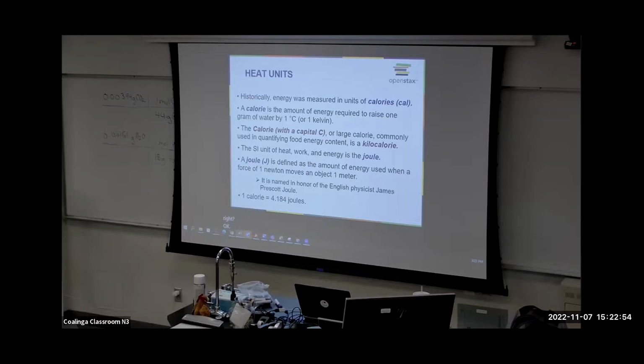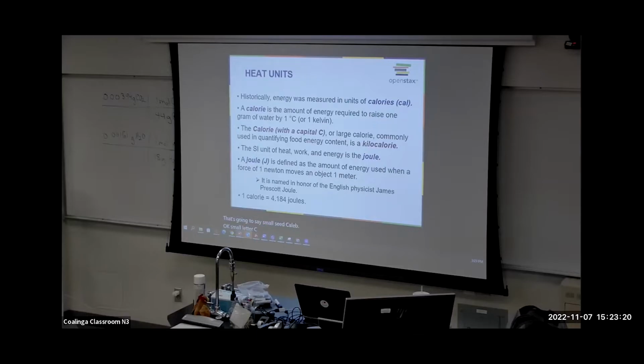I said a calorie is the energy required to raise 1 gram of water 1 degree in temperature, Kelvin or Celsius. Okay. Now, that's a small c calorie. Okay? Small letter c calorie.